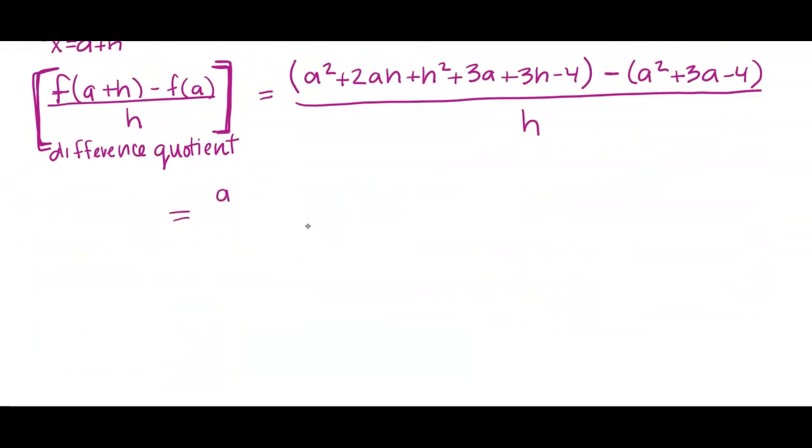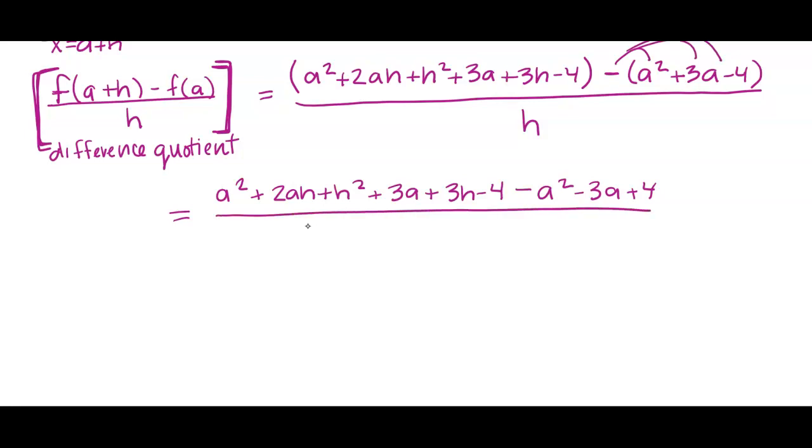That then gives me a squared plus 2ah plus h squared, 3a plus 3h minus 4. So the parentheses just drop essentially on that first one. I distribute my negative on my second, and I divide that whole piece by h.